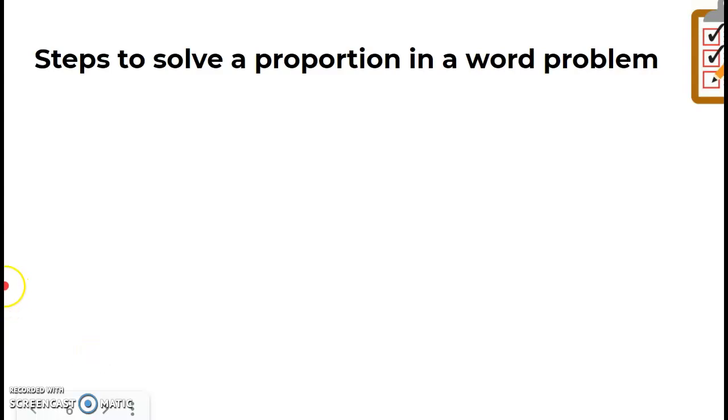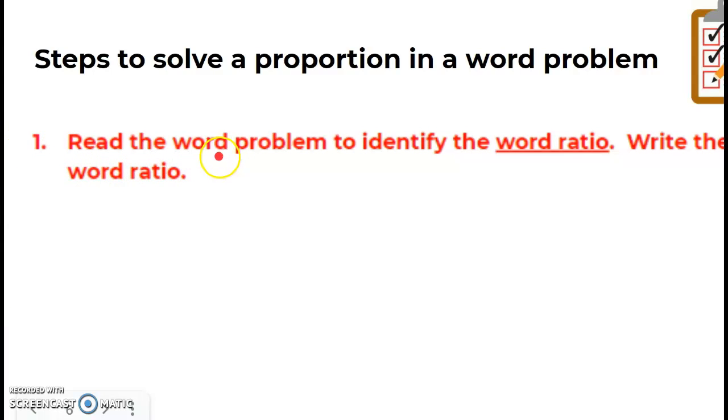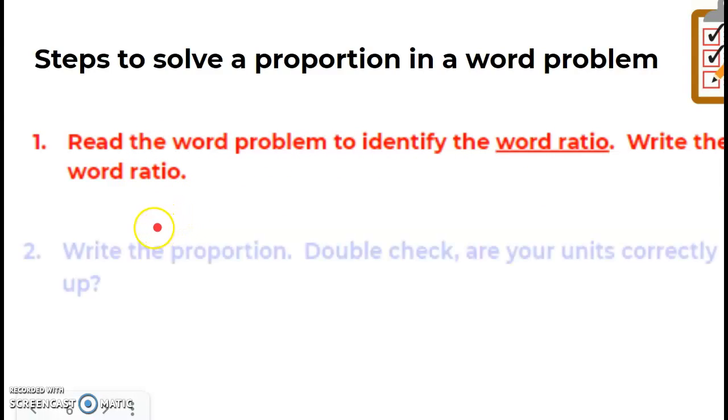Now, what are the steps to solve a proportion in a word problem? Important steps. Write these down or memorize them. 1. Read the word problem to identify the word ratio. Write the word ratio. Repeat: read the word problem to identify the word ratio and write the word ratio.